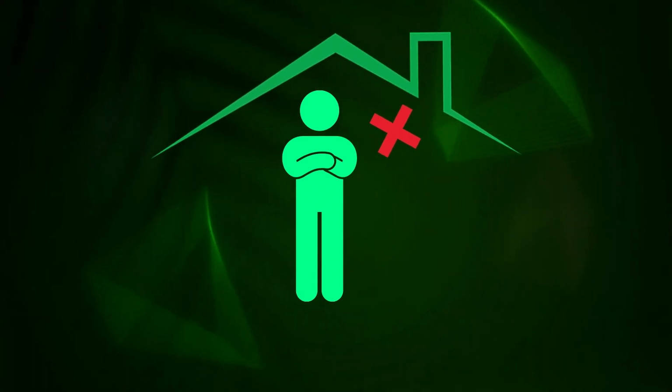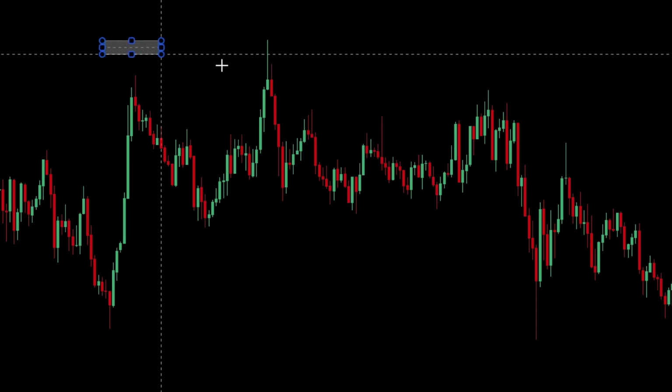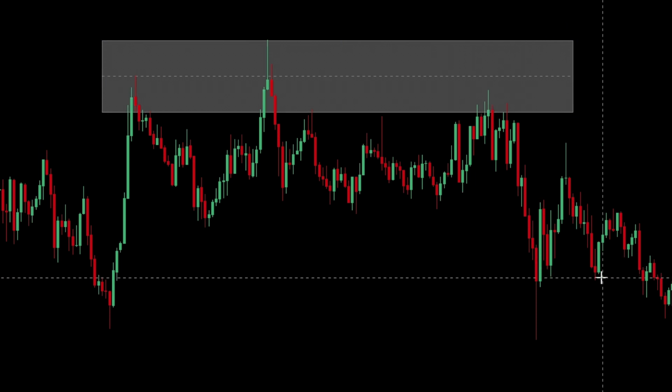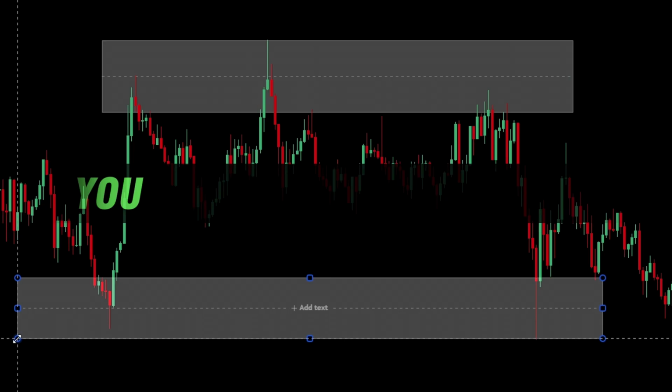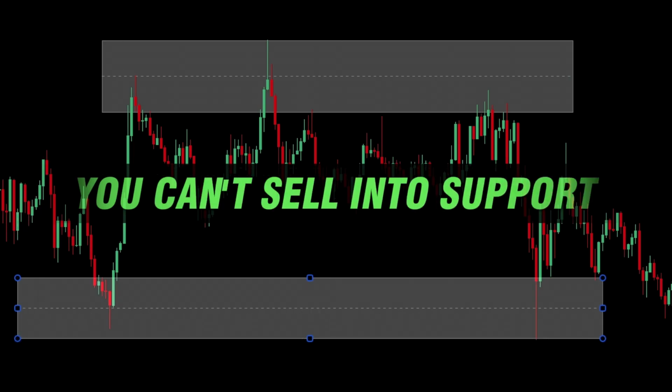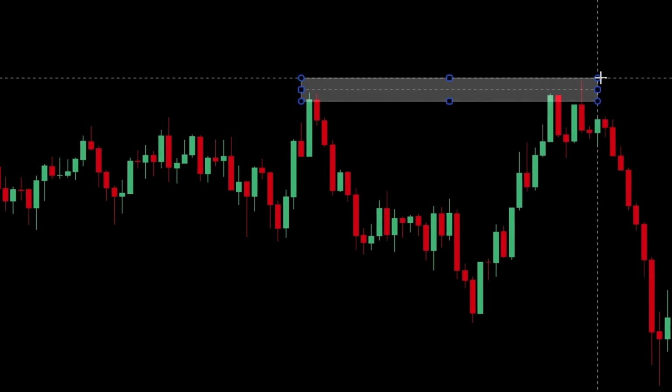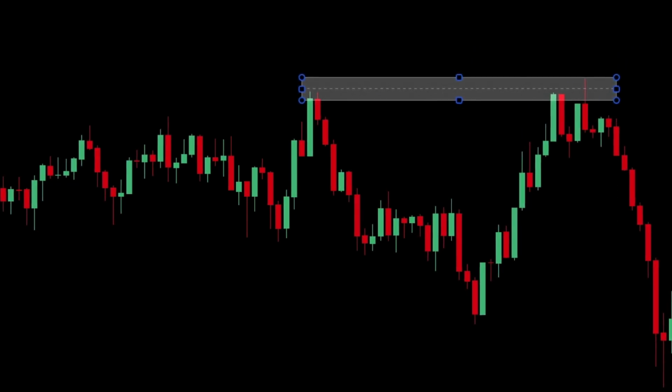Let's say you're in a 2-foot pool. You can't dive into a 2-foot pool because you're going to hurt yourself. So you can't sell into support. You need to use them as what they're supposed to be. If you are in a 2-foot pool, this is where you jump from. If you're at a resistance, this is where you then go down from.